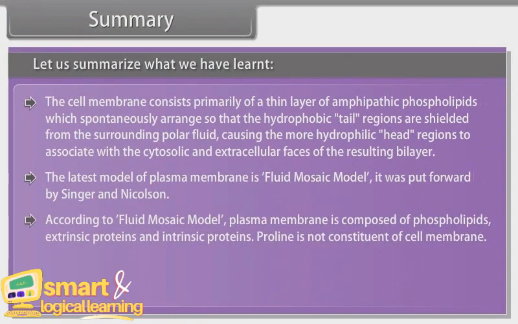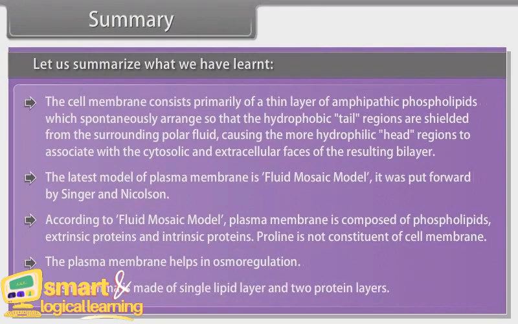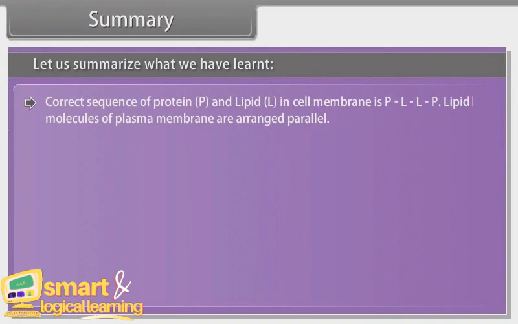According to the fluid mosaic model, plasma membrane is composed of phospholipids, extrinsic proteins and intrinsic proteins. Proline is not constituent of cell membrane. The plasma membrane helps in osmoregulation. Plasmalemma is made of single lipid layer and 2 protein layers. Correct sequence of protein P and lipid L in cell membrane is PLLP. Lipid molecules of plasma membrane are arranged parallel.